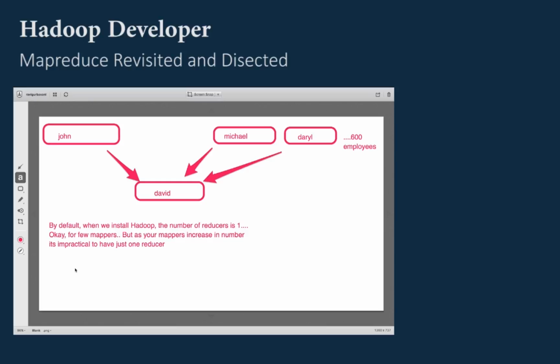So now what we are going to talk about is how you can go about having multiple reducers, and if you have multiple reducers, how the entire game changes. So let's talk about multiple reducers. And in this particular example, when we talk of multiple reducers, we will get introduced to a concept called partitioner. So let's understand this.